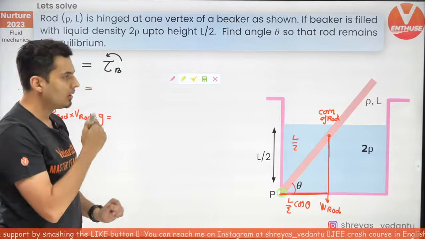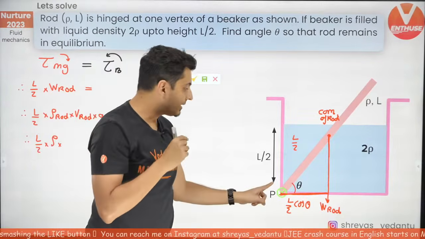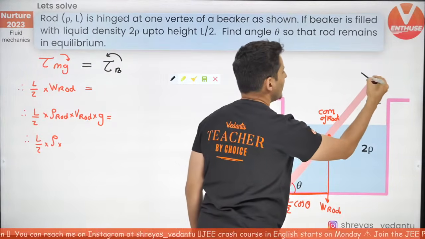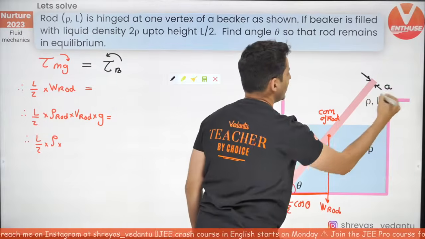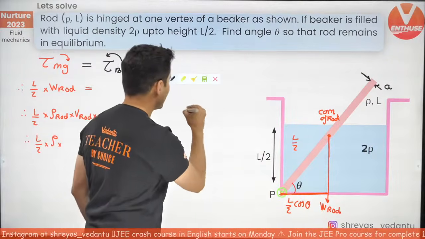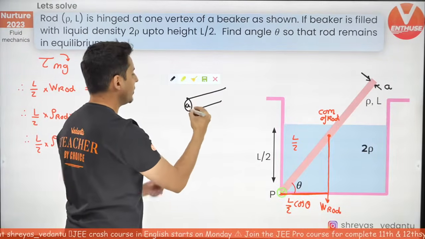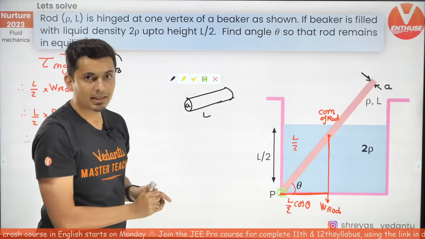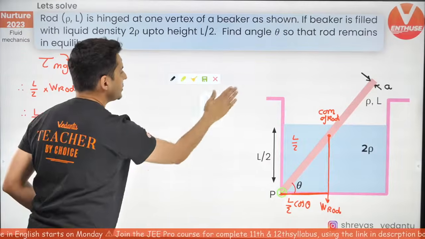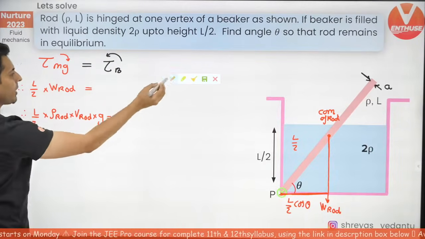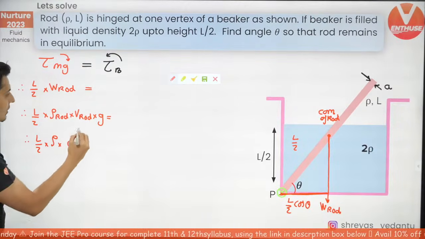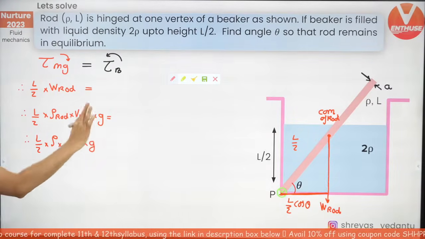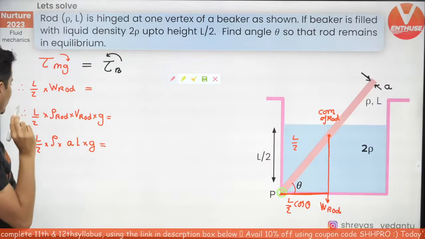Volume of rod, I do not know, but imagine somebody tells you, just assume that the area of cross section of the rod is small a, the length is L. So what will be the volume? Area into length, right? So area of cross section into length. So can I say the volume of the rod is area of cross section into the length, and this is g as it is? Fair enough, everybody, till this point?